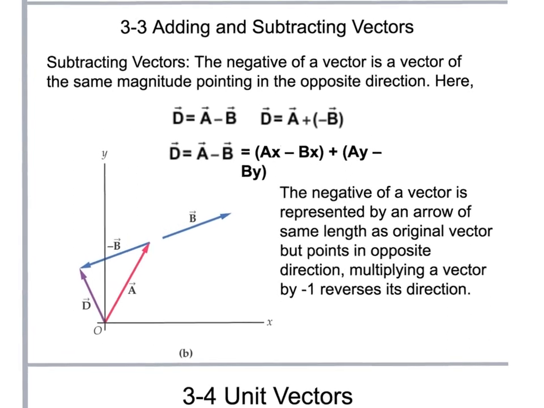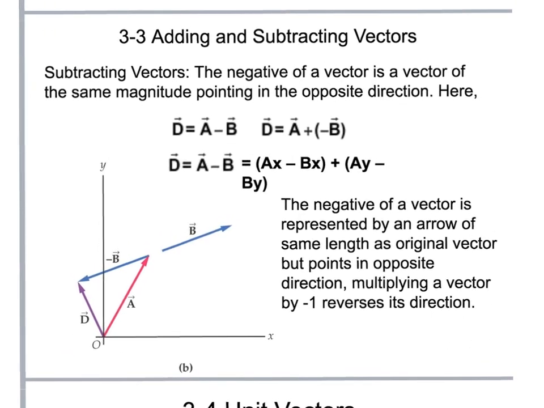And so subtracting vectors, what we're really doing is adding a negative. The negative of a vector is a vector of the same magnitude, just pointing in the opposite direction. It's the same as saying a minus b is a plus negative b, where negative b is going in this direction. Here's our b vector, and the negative puts it in the opposite direction. So the negative of a vector is represented by an arrow of the same length as the original. So b and negative b are the same lengths, but they point in opposite directions.